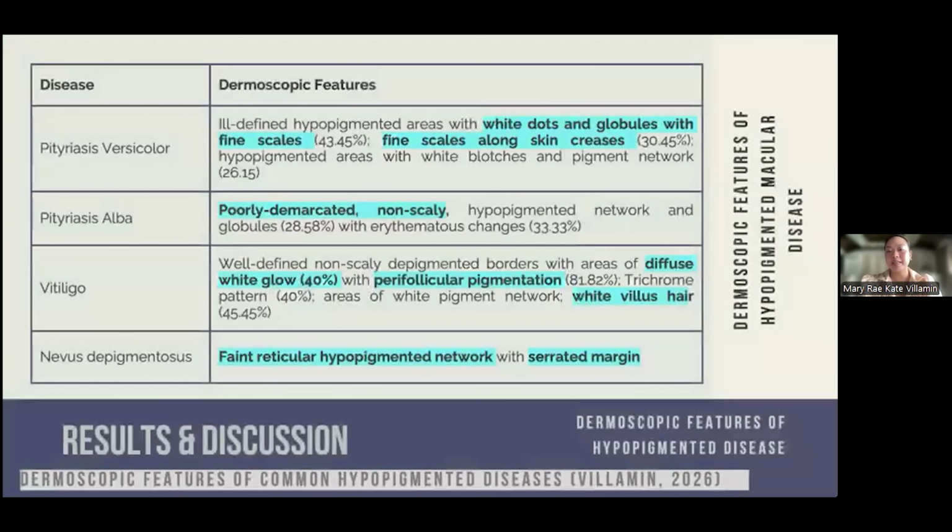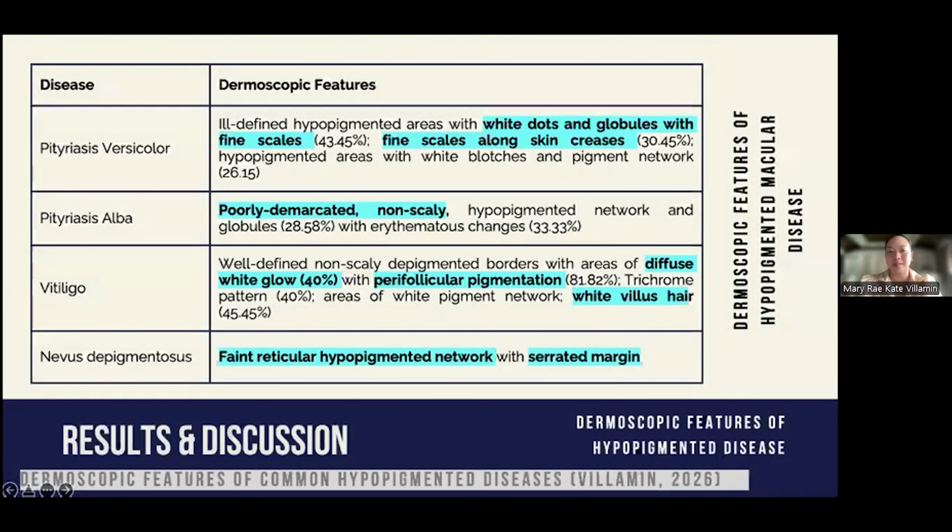So here's to summarize the most common dermoscopic features seen in the study. In pityriasis versicolor, we saw ill-defined hypopigmented areas with white dots and globules, often accompanied with fine scales, especially along the skin creases. The scales are actually one of the helpful clues that point towards superficial fungal infection. For pityriasis alba, the lesions are more poorly demarcated and typically non-scaly. Dermoscopy often shows a subtle hypopigmented network and globules, sometimes with mild erythematous changes, reflecting its inflammatory nature.